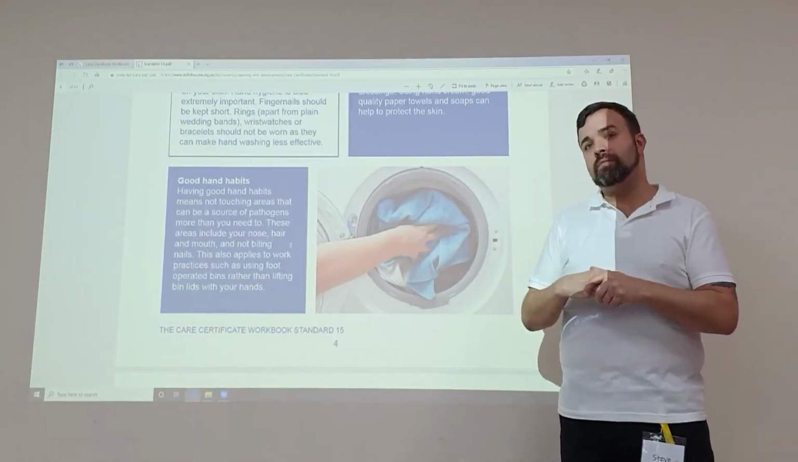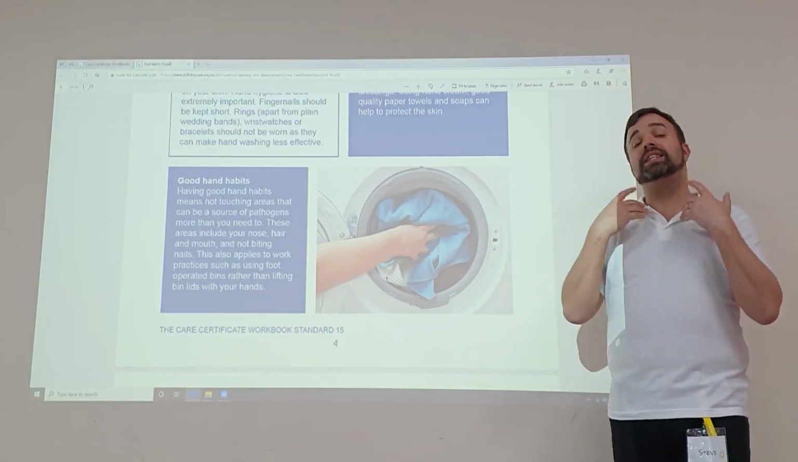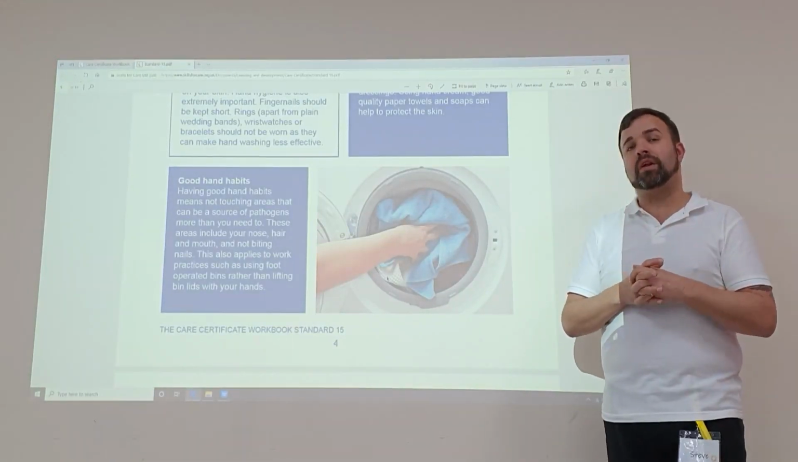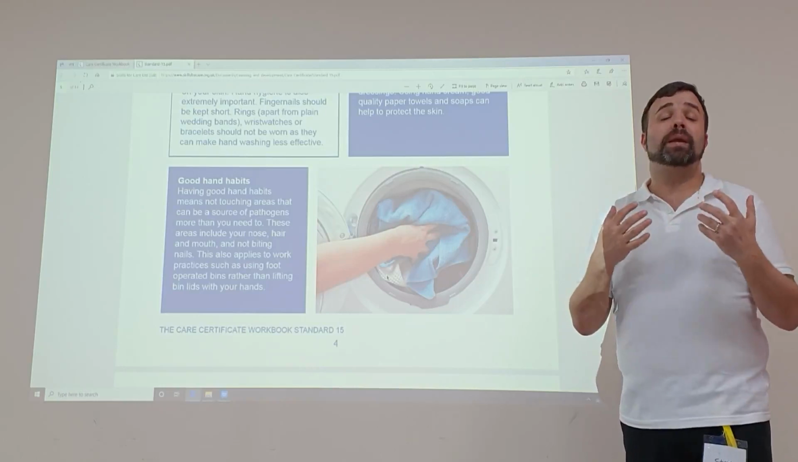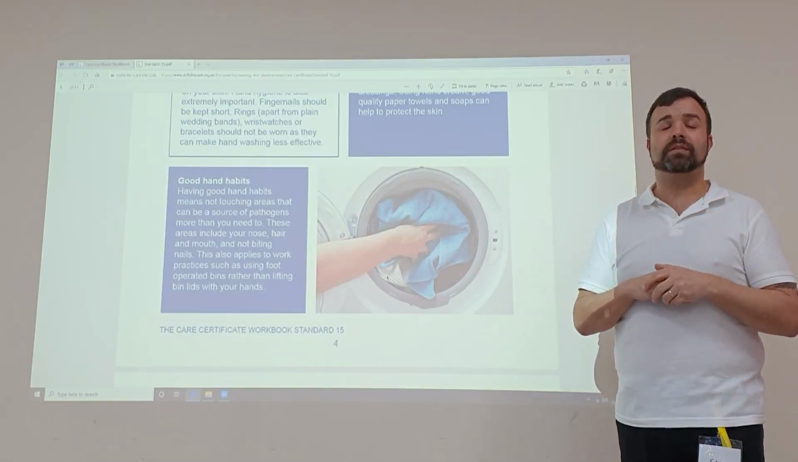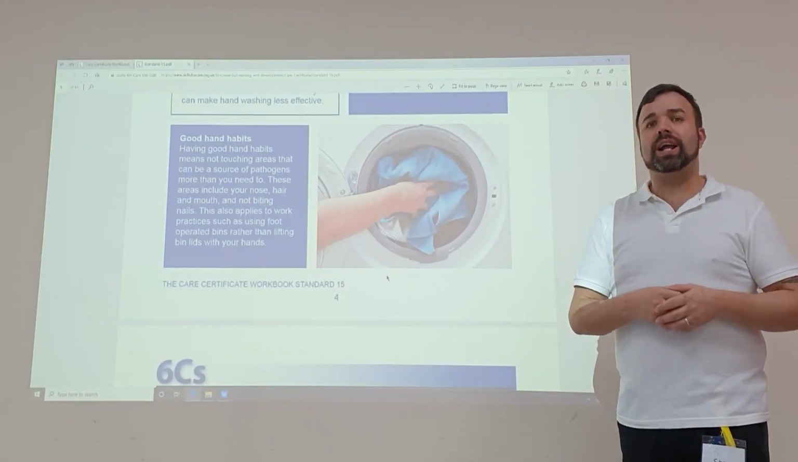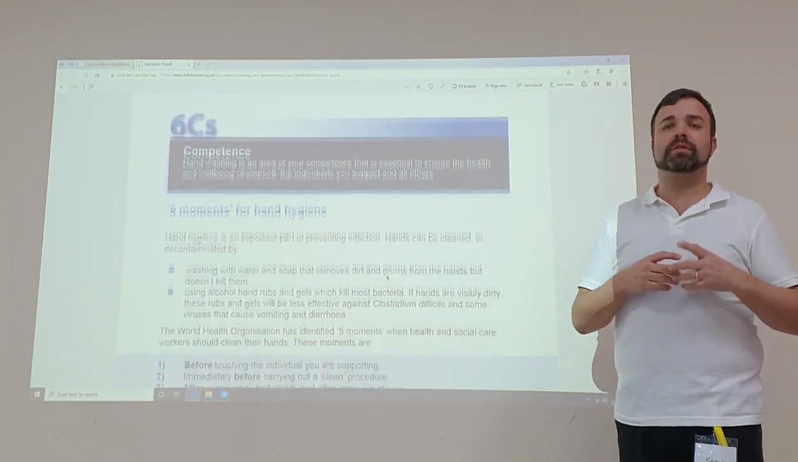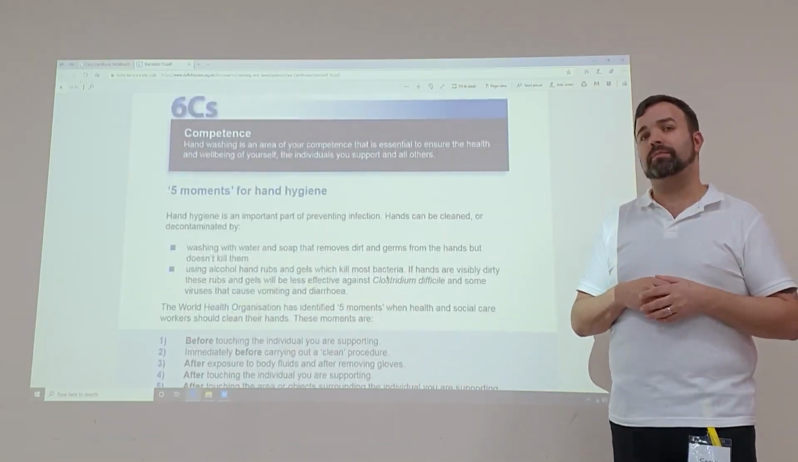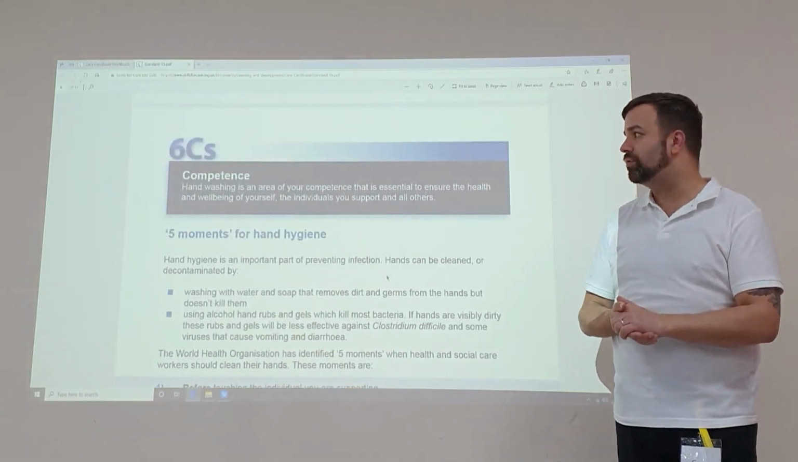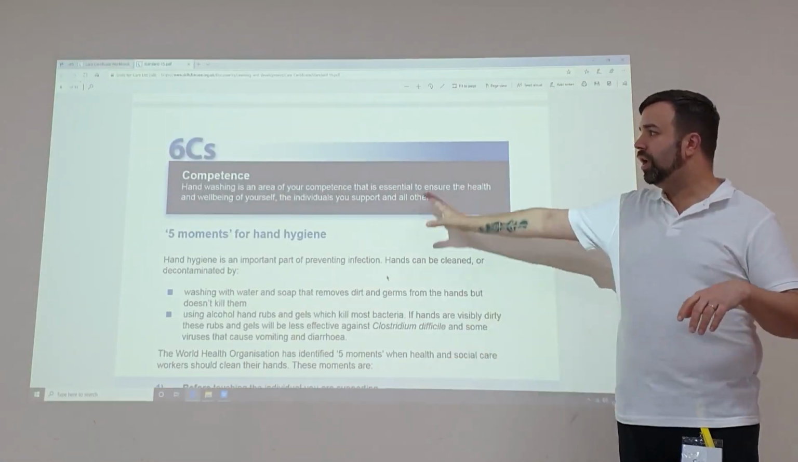You need to form good habits. It is obvious to me when I go out to observe care that people do or do not have good habits. Good habits happen naturally. You'll wash your hands naturally, you'll put your gloves and aprons on naturally, and you don't have to think about it. So it is obvious when people are not doing it.